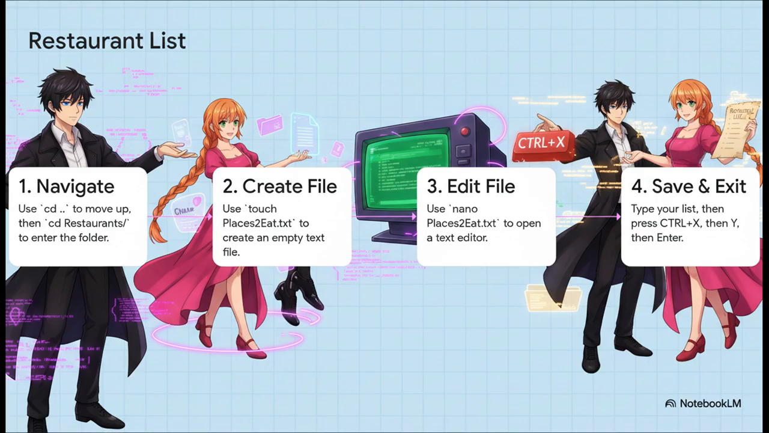Okay, let's create our restaurant list completely from scratch. We're going to combine a few of our new moves. First, we navigate. cd .. takes us up one folder, then cd Restaurants gets us in the right place. Next, we use the touch command to create a brand new empty file. We'll call it placestoeat.txt. Then we open it up with the simple text editor called nano. We type in our list, and finally, we save and exit with a few quick key presses. See, we just created and edited a file, all without ever touching our mouse.